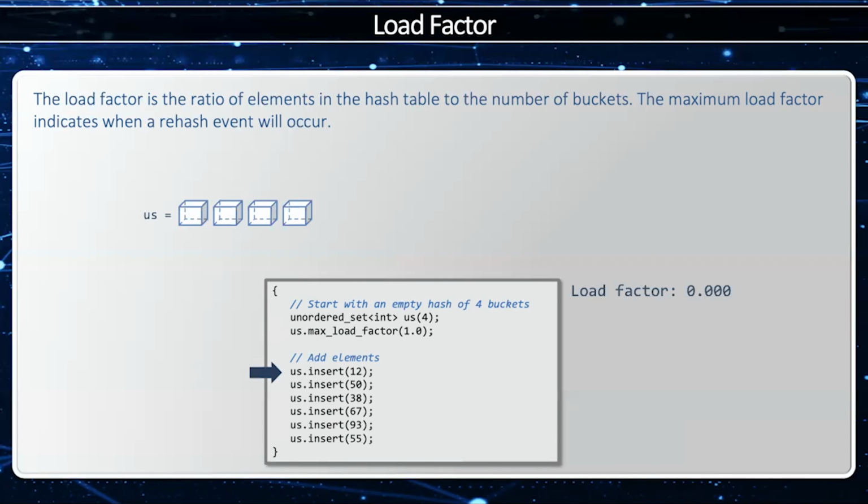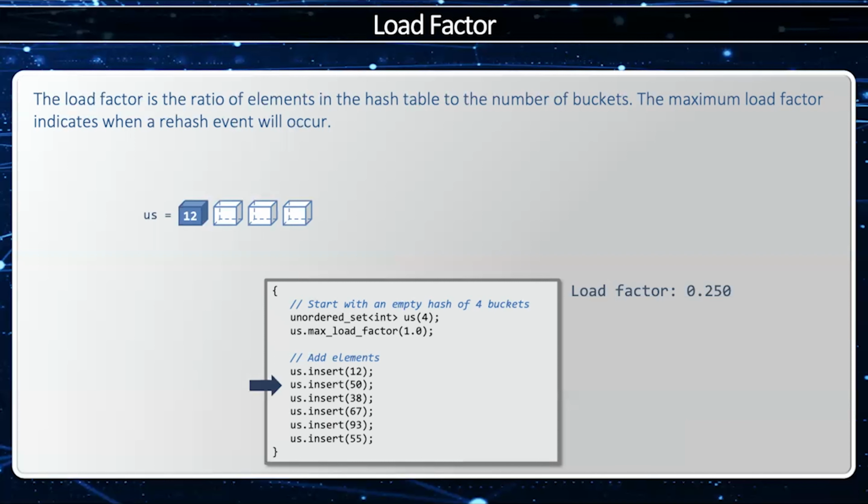Now I'm going to insert 12. Since I'm using the default hash for integers, 12 is going to be the hash value. 12 mod 4 is 0, so that's going to go into bucket 0. And after I insert 12, my load factor is going to go up to 0.25. Why is that? Because there's one element divided by 4 buckets, and that's 0.25.